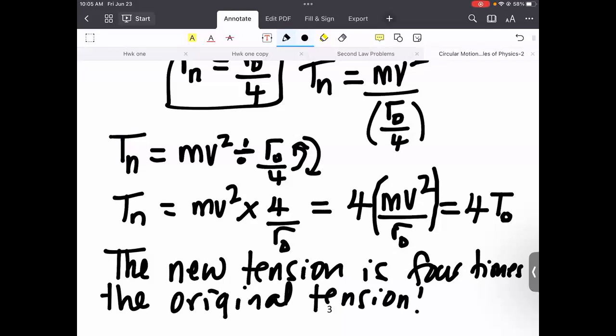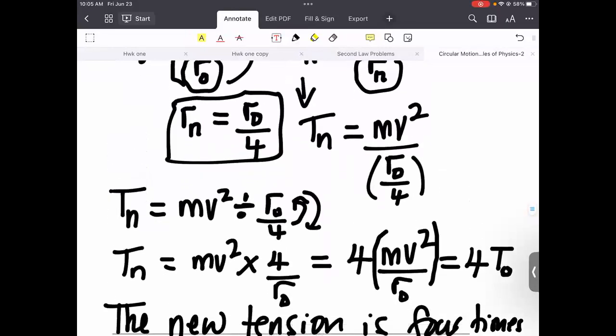In other words, what we are saying here is that the tension will be quadrupled if you reduce the radius of curvature to 1/4. So the new tension is 4 times. In order to maintain the speed, you need to make sure that the tension in the rope is 4 times more. All right, so let's look at the other question.